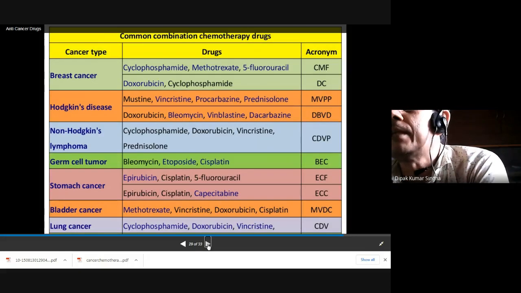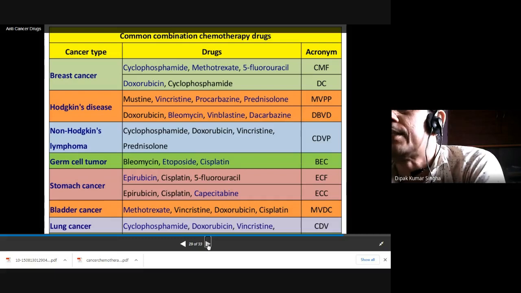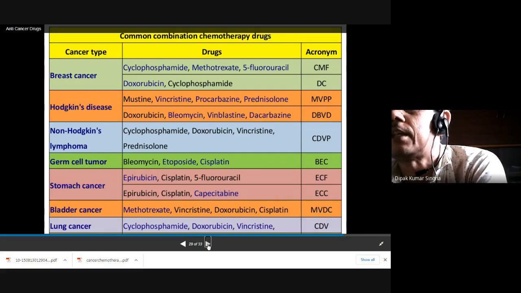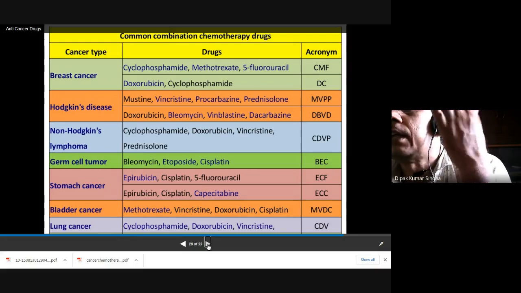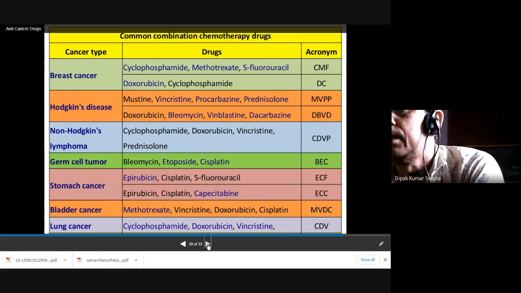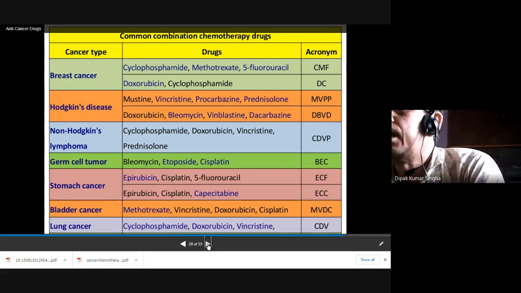Now the common combination chemotherapy of the drugs. This is very important. You can remember it. It is not for treating cancer, because you are not the right person to treat cancer, but you can remember it. I think it will be helpful when your relatives or others are suffering from cancer, to check what combination they use. In breast cancer, cyclophosphamide along with methotrexate and 5-fluorouracil, and also doxorubicin and cyclophosphamide.